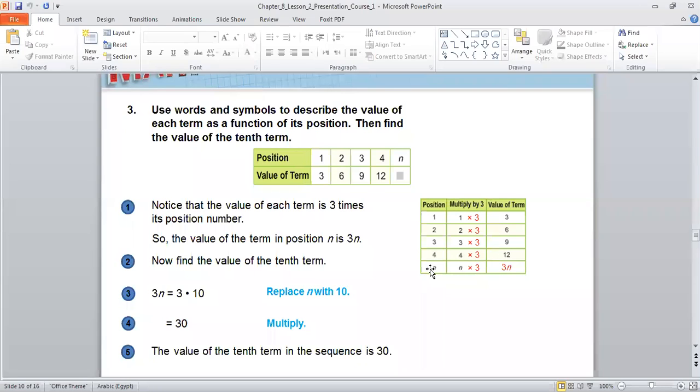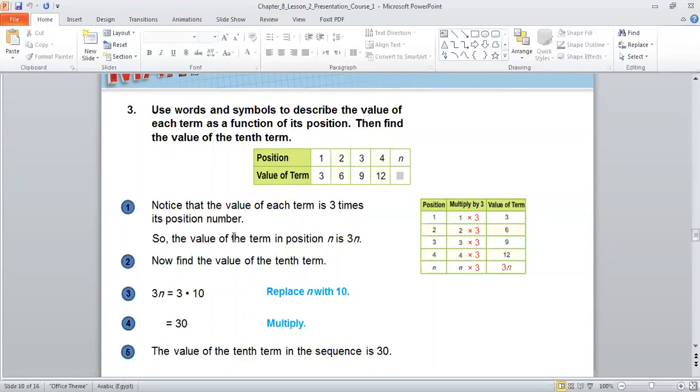Look with me at the next one. If I have the number n, what will we do in this case? We will multiply n by 3, so n times 3 gives me 3n. Notice that the value of each term is 3 times what? 3 times the position number. Read this carefully.